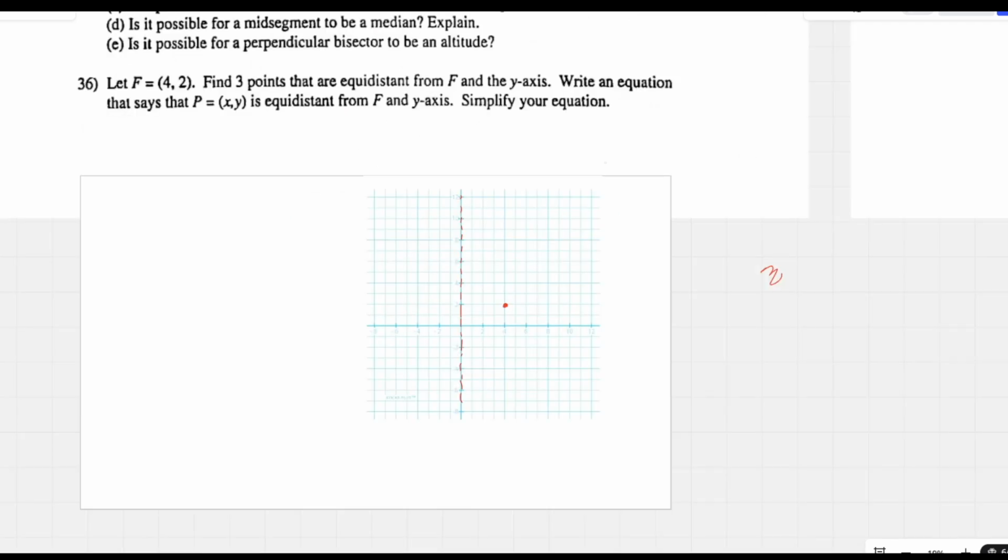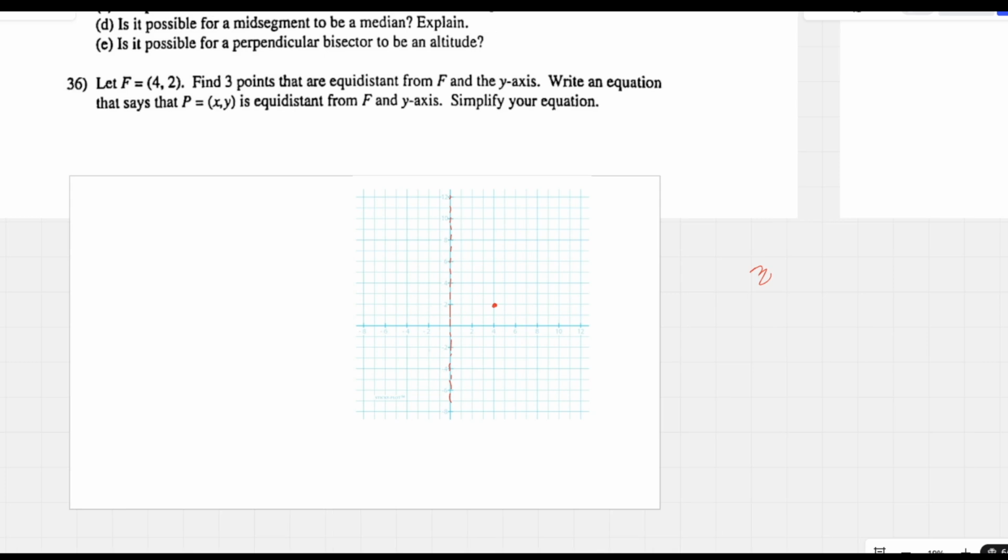All right. Looks like I skipped 36. I don't remember you guys doing this either, but let me read this off. There's a point 4, 2 and something about equidistant between this point and the y-axis, which I've dashed in as a directrix. I don't think you guys studied this, so you shouldn't have heard that word before, but it's part of parabolas. So I don't know if you can tell because I don't think you guys had this before. This is a parabola problem.